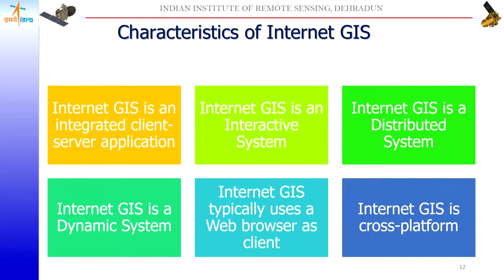The other thing about Internet GIS is that here we use a web browser as a client, so the user doesn't need to learn any GIS software. Further, he doesn't need to install any GIS software. He just needs access to the internet along with a web browser installed on his client. That client could be a mobile, a desktop, or other handheld devices. This is what makes Internet GIS cross-platform, which means that since the client is a browser, it can run on a Mac, Linux, or Windows, so it does not matter on which platform you are accessing.